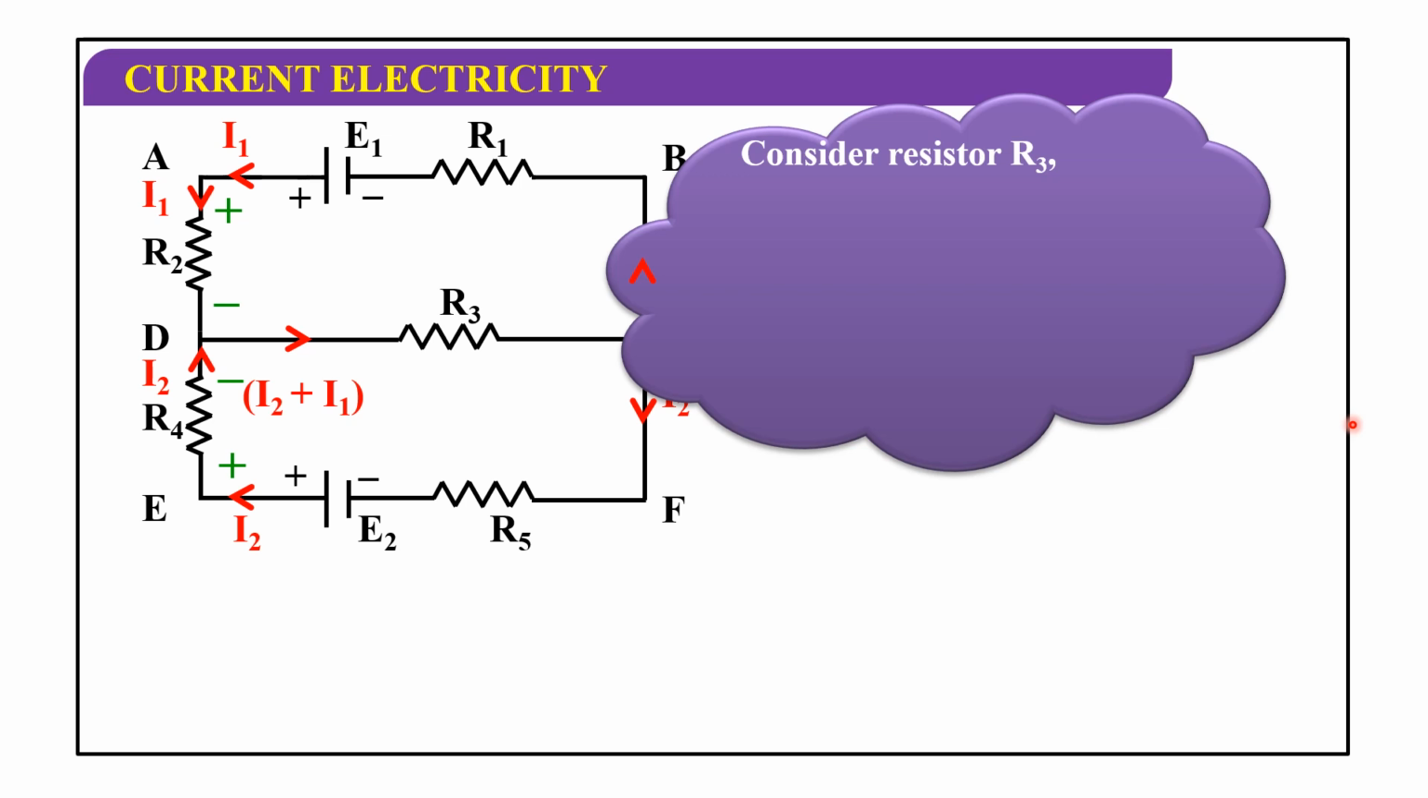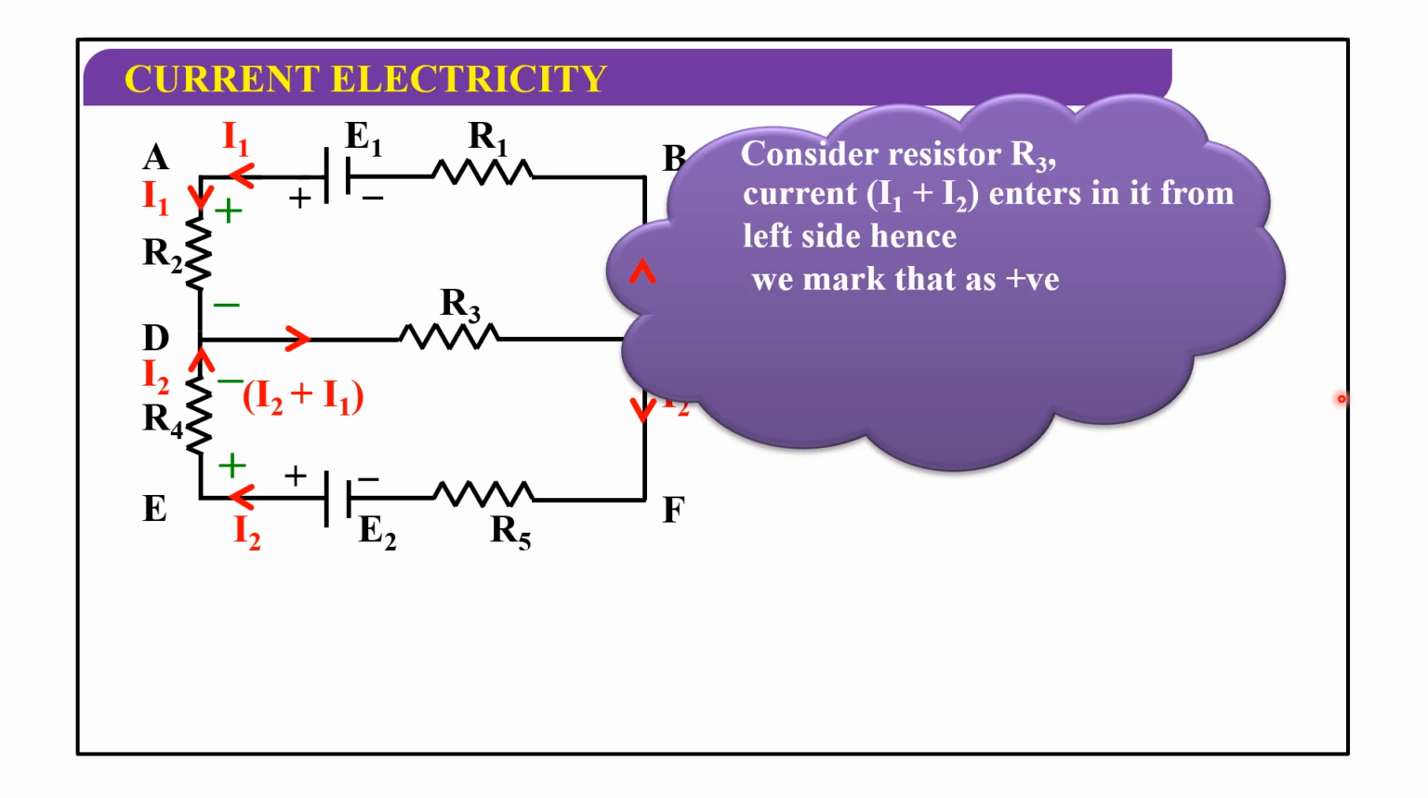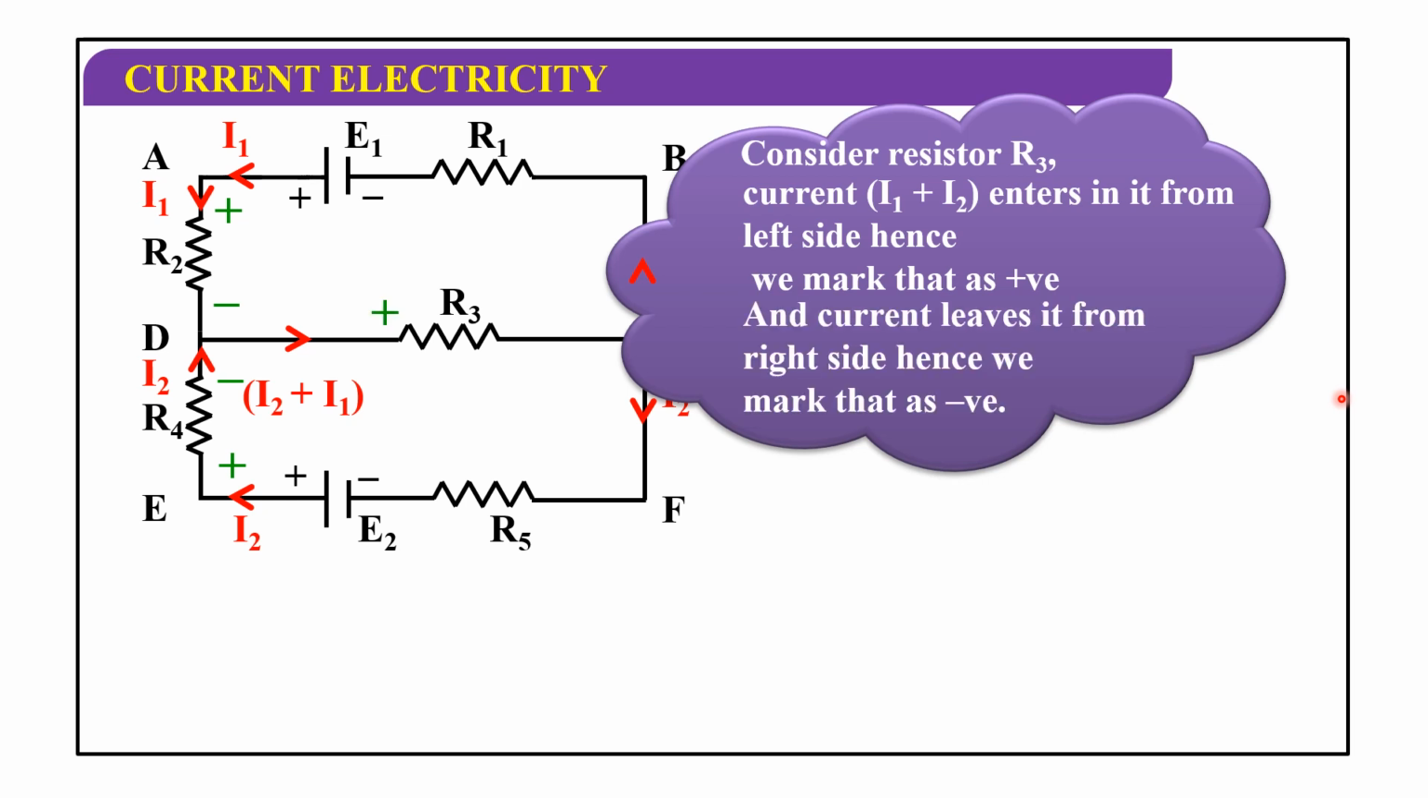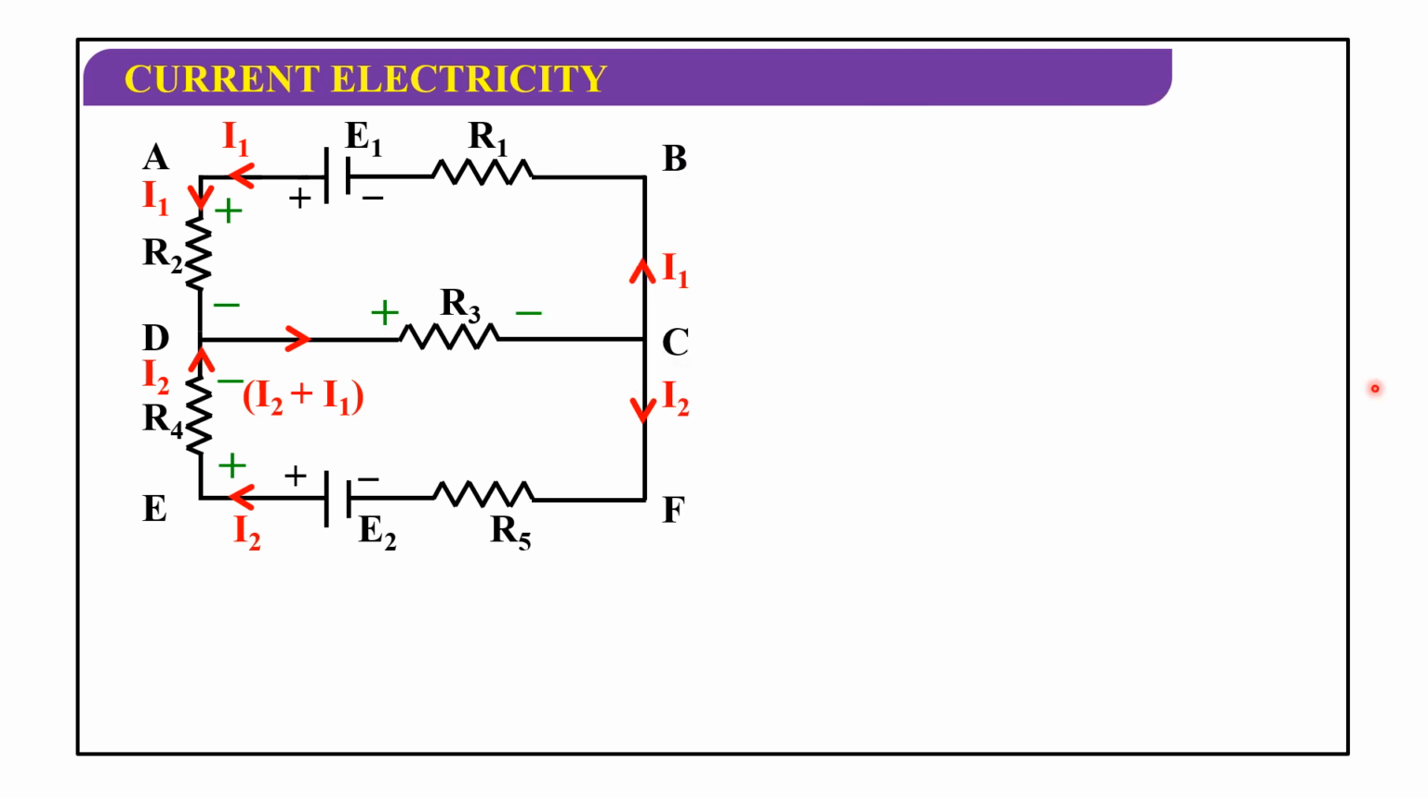Consider resistor R3, this one. Current I1 plus I2 enters it from the left side, hence we mark it as positive. And current leaves it from the right side, hence we mark it as negative. So this is the positive sign, and this is the negative sign where current leaves R3.